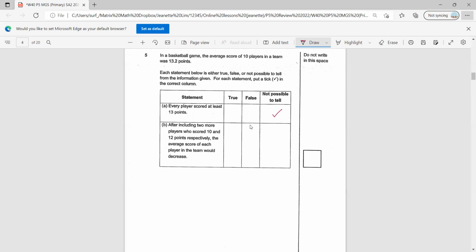Okay, then the last one. After including 2 more players who scored 10 and 12 respectively, the average of each player in the team would decrease. Now we have 10 of them, the average is 13.2. If we include 2 more that scored below the average, then the average will definitely decrease. They will pull the average down. If one is lower and one is higher, then we can't really tell. So yes, it's true.